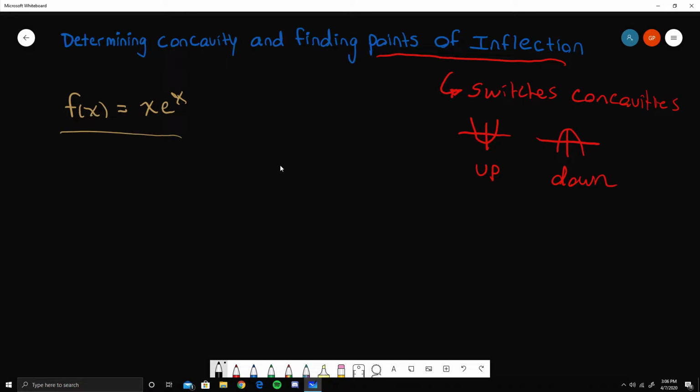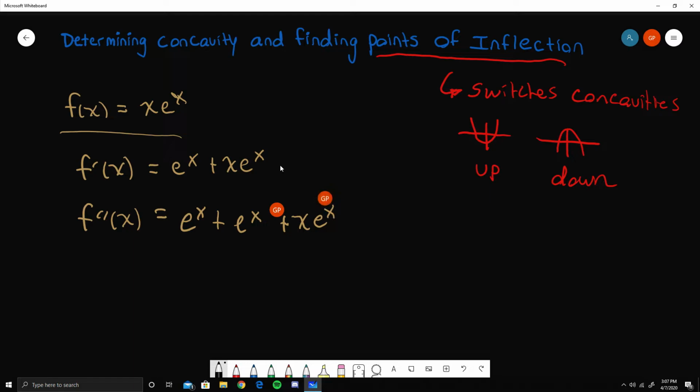So I'm going to do this, and for f prime of x, I'm going to use the product rule to get e to the x plus x e to the x for the first derivative. Now I'm going to take the derivative one more time, and I get that the second derivative is equal to e to the x plus e to the x plus x e to the x. Now my next step is to combine like terms and then set the function equal to 0.